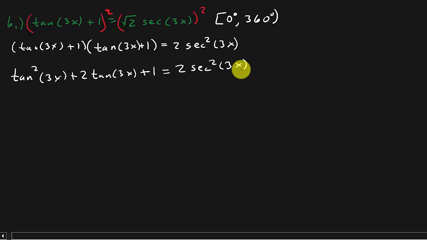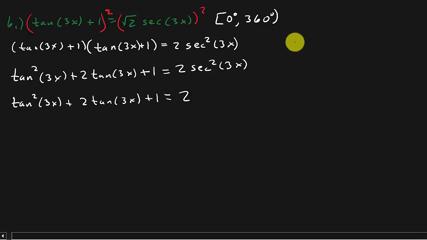All right, so there we go. Now remember, I need to get everything in terms of tangent or secant. Well, let's get everything in terms of tangent. How about that? So that's going to give me tangent squared 3x plus 2 tangent 3x plus 1 equals 2, and then what?